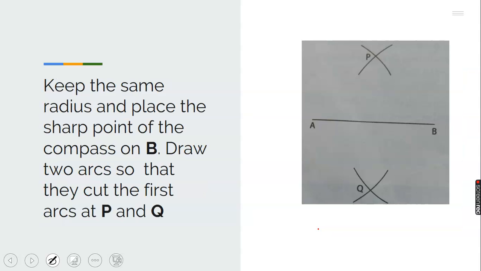Now, you keep the same radius and place the sharp end on B. Don't forget, we use A to mark this side and this side. Now place the sharp end on B to mark the one you first marked at P and Q. You can see the middle of these two arcs is what you now join together to bisect the line AB at points P and Q.